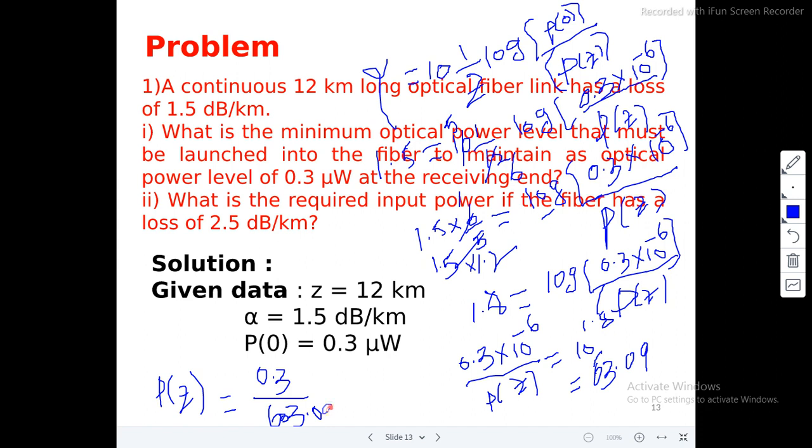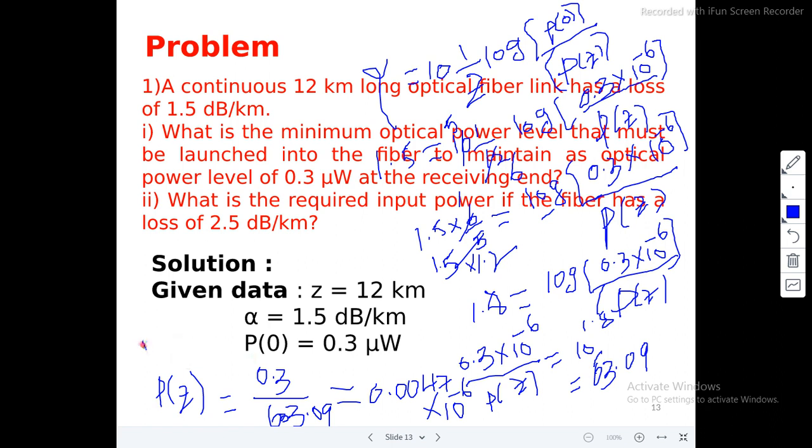Okay, 63.09 or 63.0 or 63 will be taken, no problem. So calculate the value of 0.3 by 63.09. So what is the value? The value is 0.0047 into 10 power minus 6. Okay, so this is the final answer of P of Z.